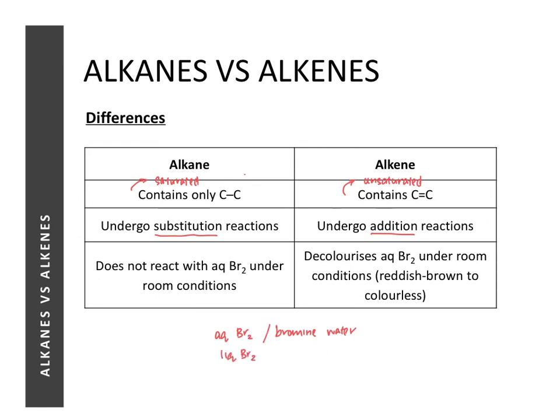For alkenes, which are unsaturated, they will undergo reaction under room conditions, so you will see that the reddish brown bromine becomes colorless. But for alkanes, you need UV light, and UV light means very strong UV light. It doesn't mean that the normal light in our room will be able to do the trick. So for alkanes, if you add bromine, there will not be any reaction. Your reddish brown solution will remain reddish brown.